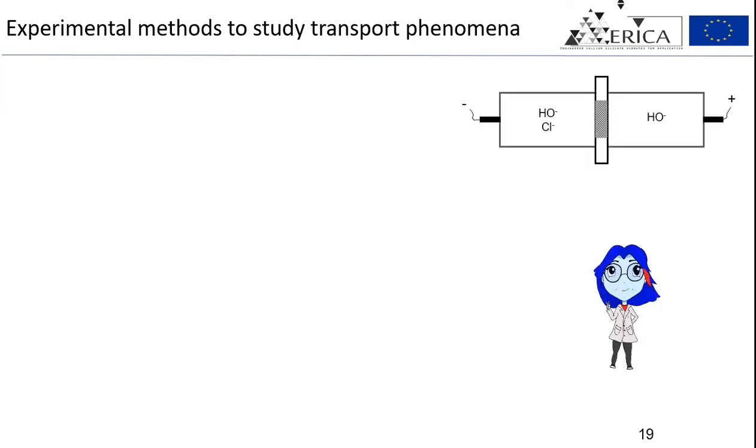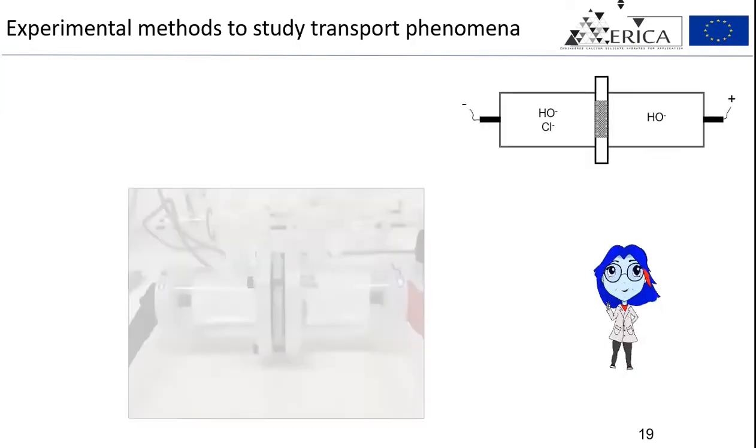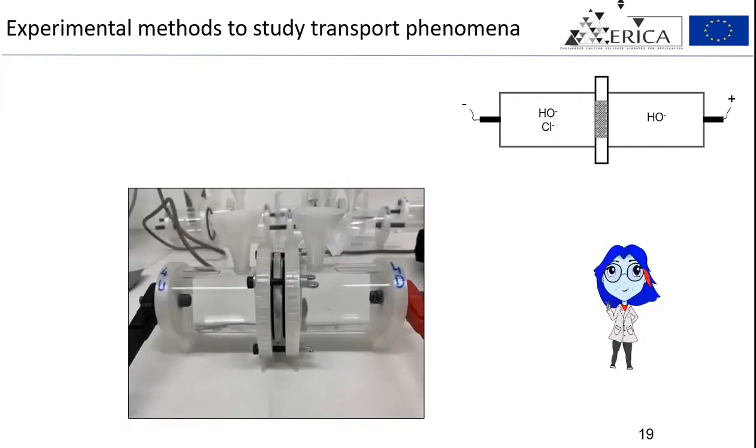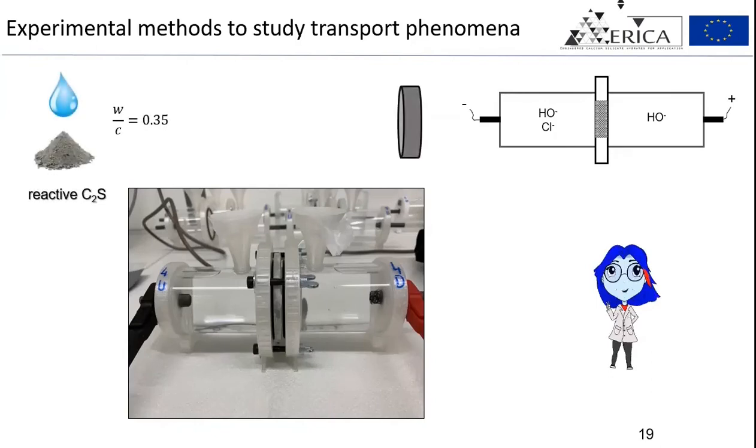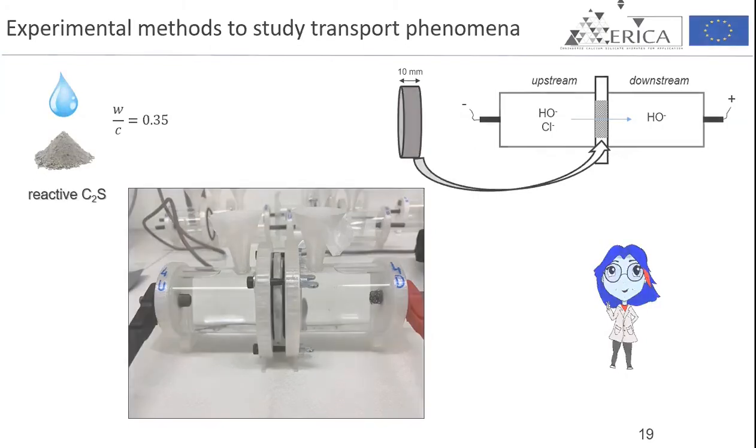This setup was used in one of the ERICA projects to study the transport of chloride to a matrix of CSH produced by hydrating a reactive B-light binder at water-to-binder ratio of 0.35. A disc sample with 10 mm thickness is placed in between two reservoirs, one containing a chloride solution called upstream and one without chloride called downstream. By applying an external electrical voltage, chloride ions migrate through the sample from the upstream to the downstream compartment.